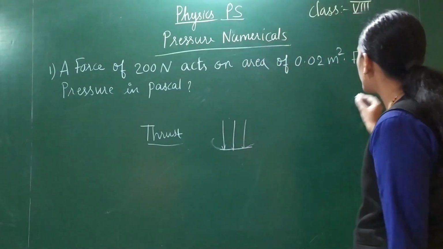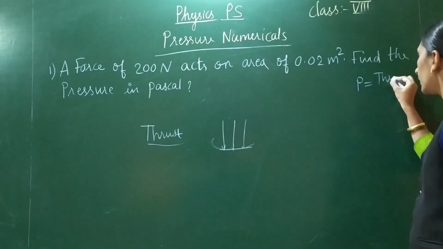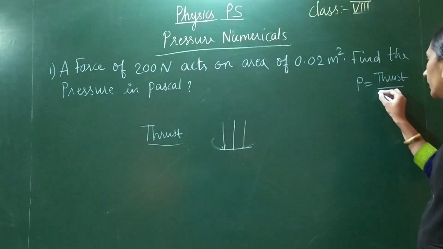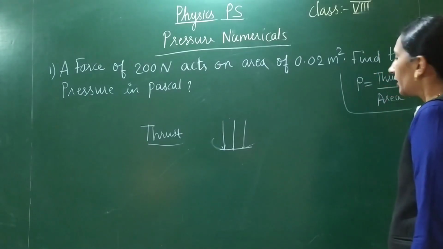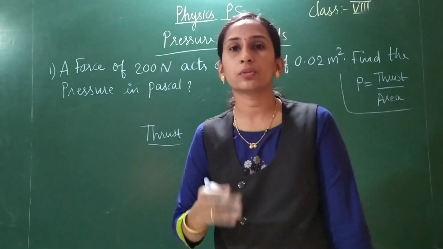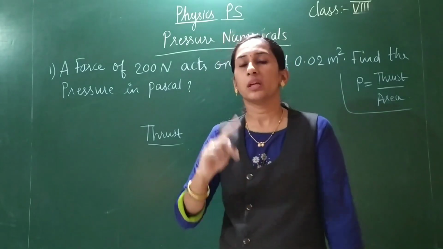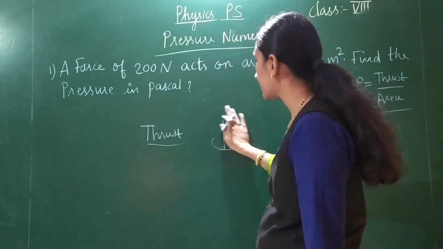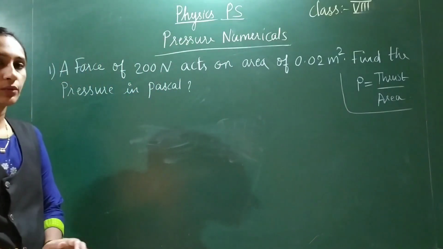So the equation can also be written as pressure is equal to thrust upon area. This is just for your understanding, because you should know what thrust is. Thrust means any vertical force, or any force which acts perpendicular to the surface. So this was just a concept. Now we will solve today's numericals.